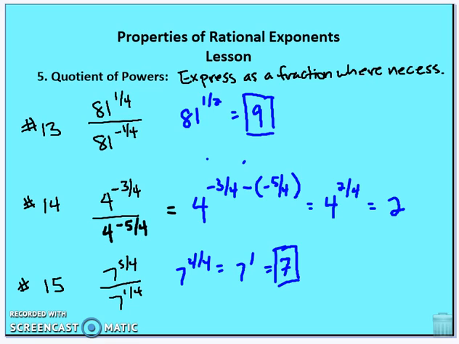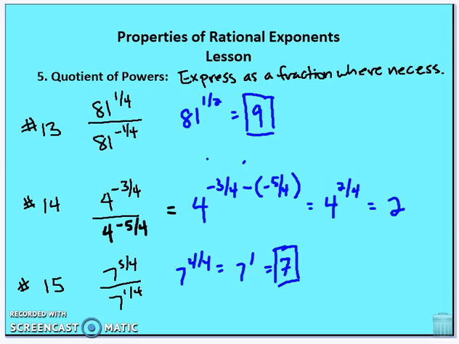Okay, 81 to the 1/4 minus a minus 1/4 is 81 to the 1/2. 81 to the 1/2 is 9. 4 to the negative 3/4 minus a minus 5/4 is 4 to the 2/4, which is 4 to the 1/2. Square root of 4 is 2.